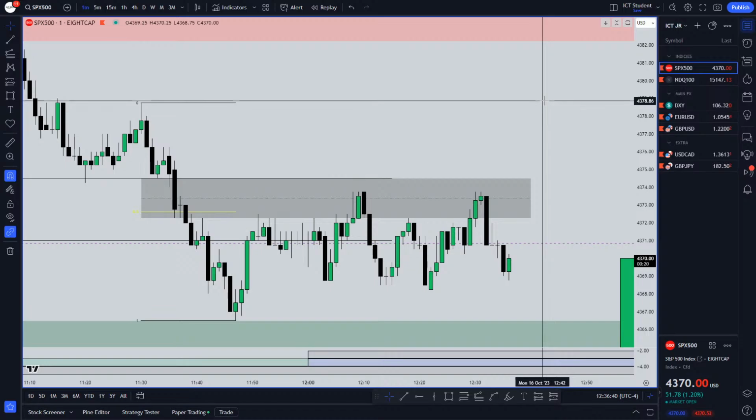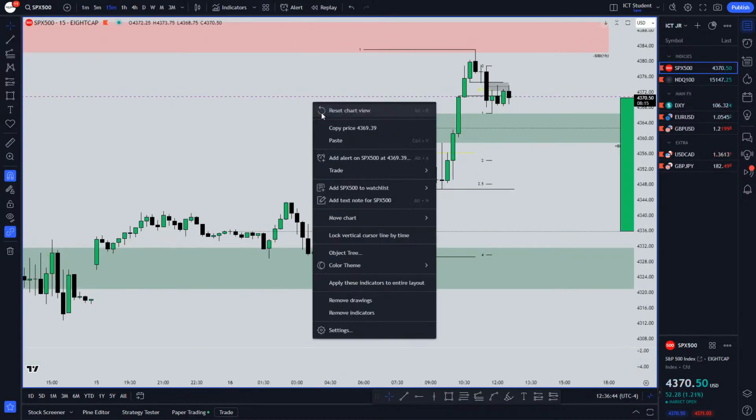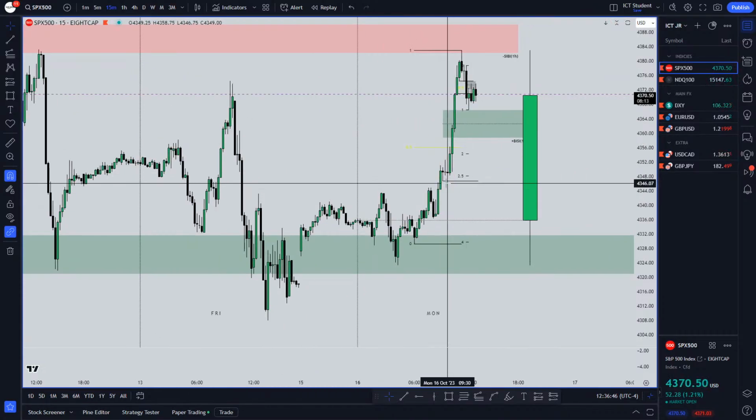I do expect us to drop on SPX, at least to that 15-minute level, to the discount down here, relatively equal lows. It is very ideal. Not one area in my mind tells me that it is not. So yeah, that's pretty much what I'm watching.